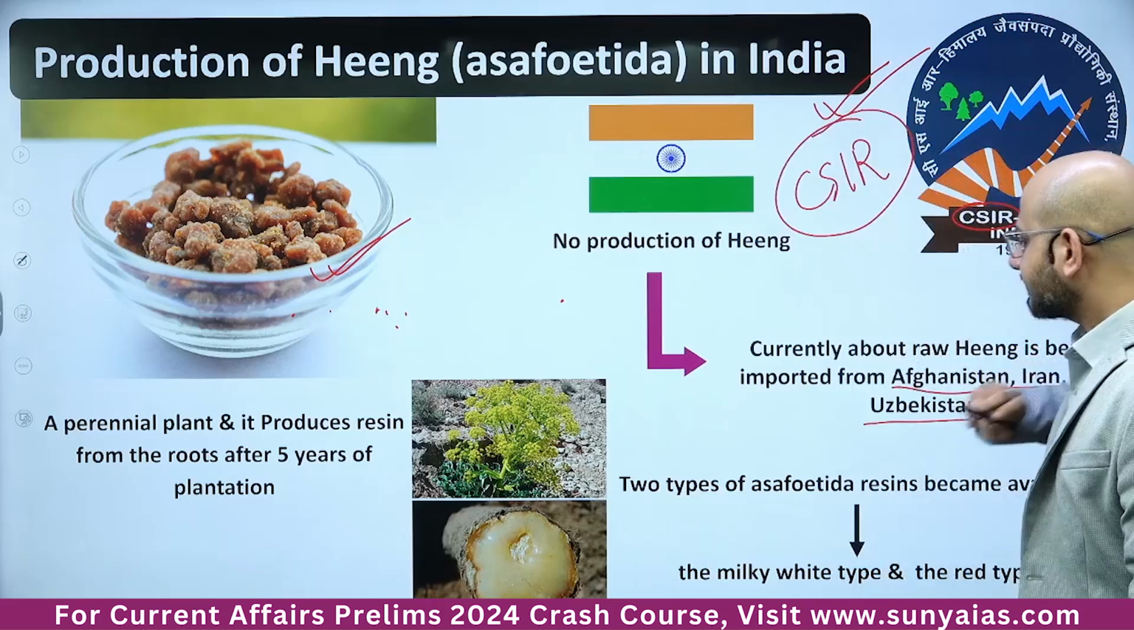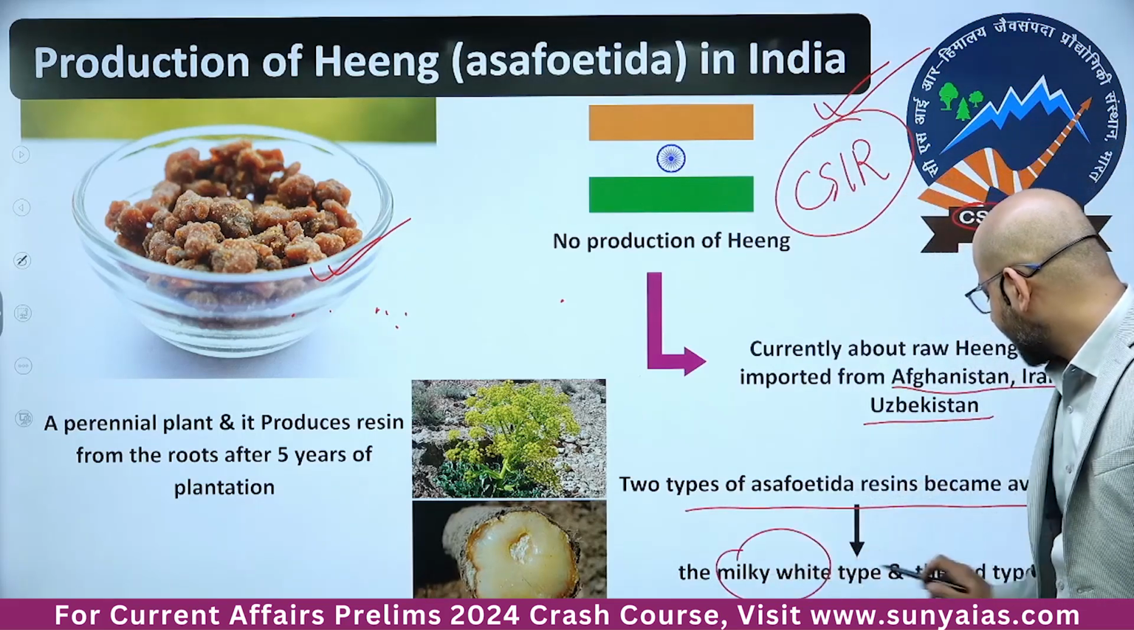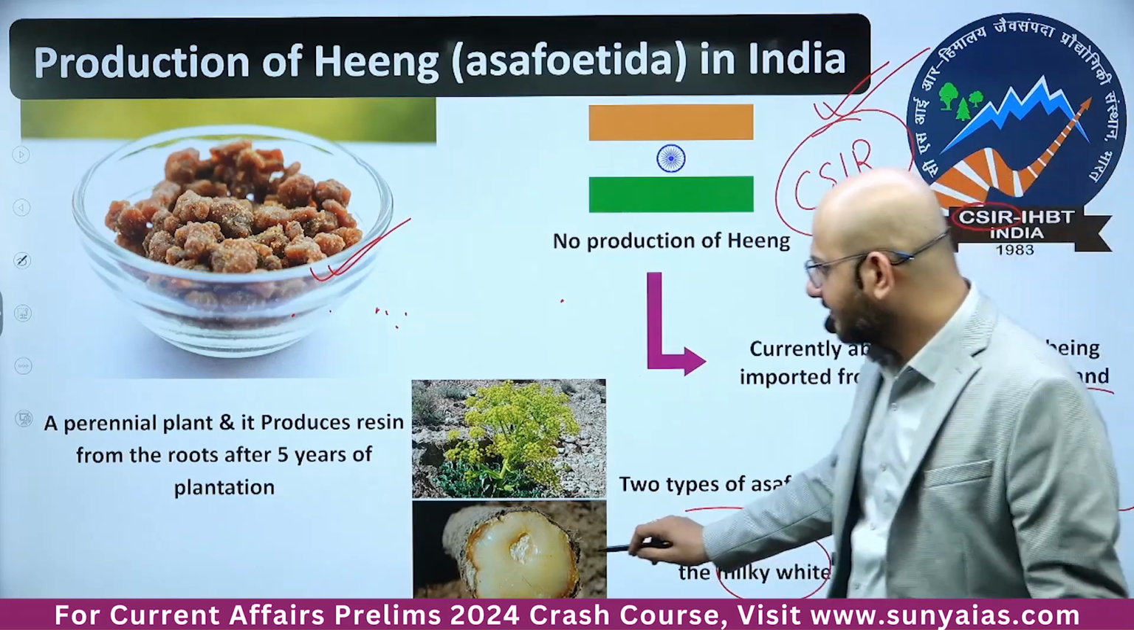Two types of asafoetida resins became available, the milky white type and the red type.